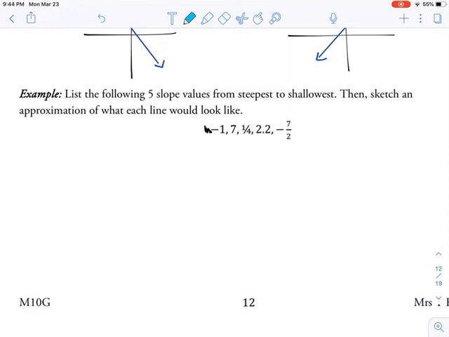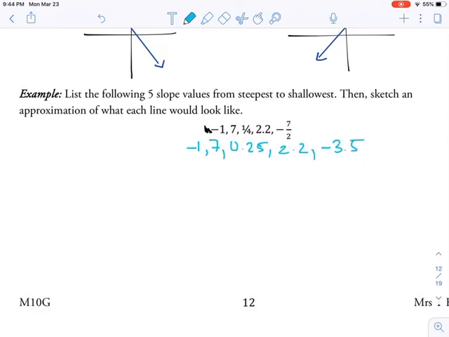Okay, so the first thing I would do is rewrite all of these as decimals or whole numbers. Okay, so I know I have some fractions here, and I want to just get rid of all the fractions so that we can compare these appropriately. Okay, so remember that 0.25 is equal to a quarter. Okay, and that negative 7 over 2 is negative 3.5, so negative 3.5. Once I have these all in the same kind of form, they're just easier to look at that way.